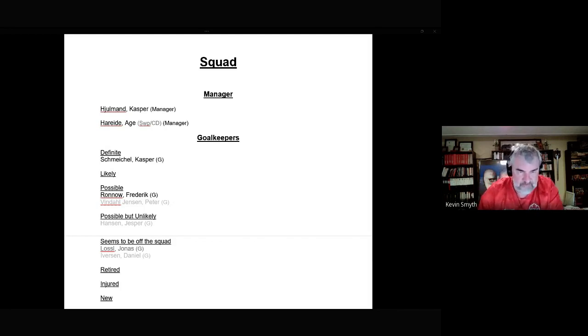And prior to that, he was in Denmark with Brøndby and a couple of other clubs. So he was on the roster for the 2018 World Cup. That was his first tournament. And again on the roster for the Euro 2020, Kasper Schmeichel starting both of those tournaments. And so a possible candidate here.